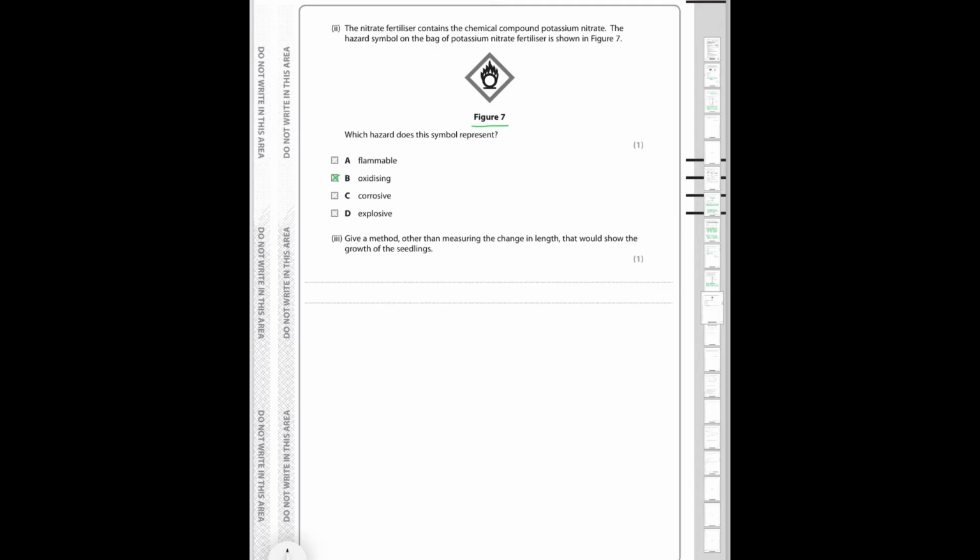Part 3. Give a method other than measuring the length that would show the growth of the seedling. So if we're not measuring the length, the other thing that we could do is measure the mass of the seedling or the change in mass after 7 days.